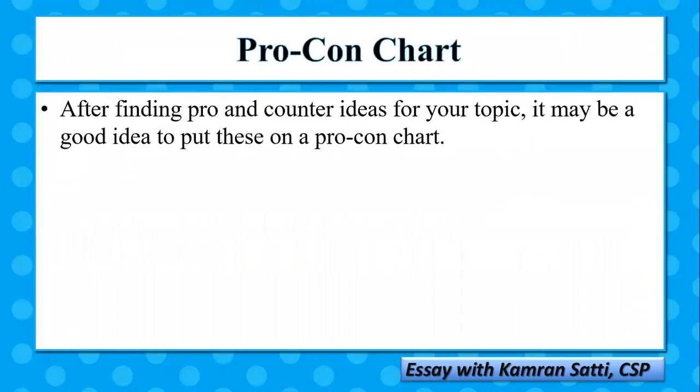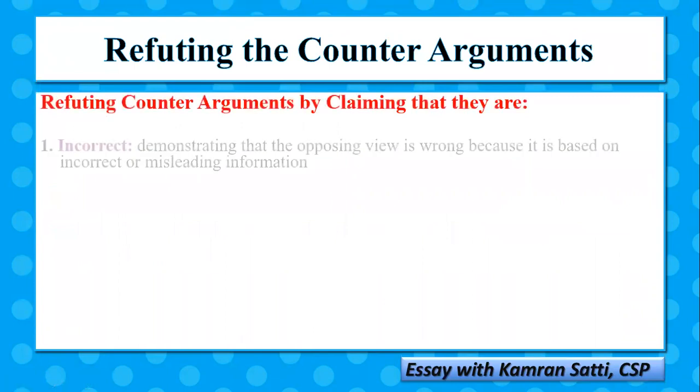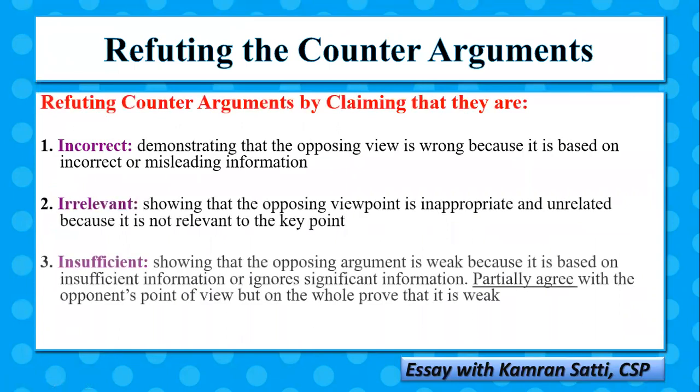Moving on. So there are three ways to refute a counter argument. Okay, refuting, we can claim that the counter argument is incorrect, it is irrelevant to the thesis statement, or it is insufficient. Now, what is incorrect? We demonstrate that the opposing view is wrong because it is based on incorrect or misleading information.